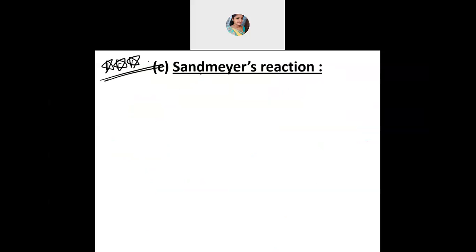So here Sandmeyer's reaction, this is again for aromatic, that is haloarenes. If you want to prepare haloarenes, this is one more reaction. Just now what you studied was also for haloarenes. This Sandmeyer is also for haloarenes itself. This is for preparation of haloarenes. Electrophilic substitution is also for haloarenes.